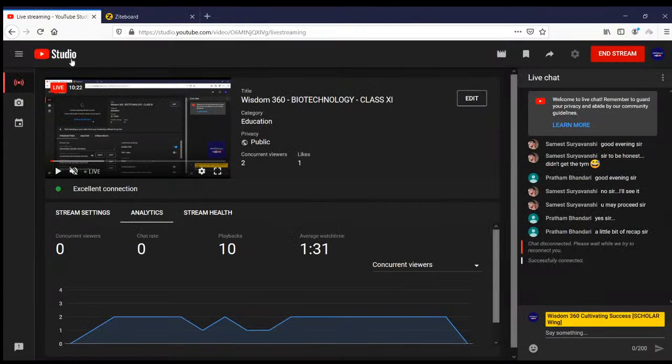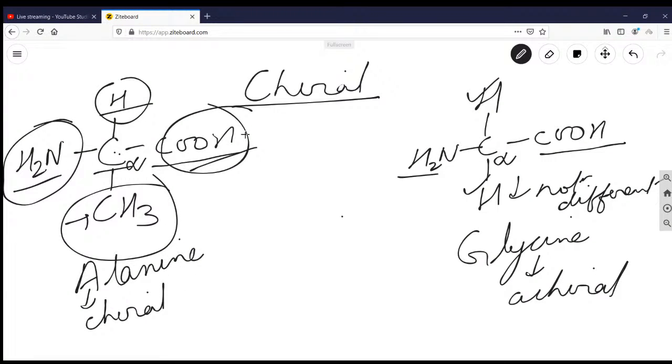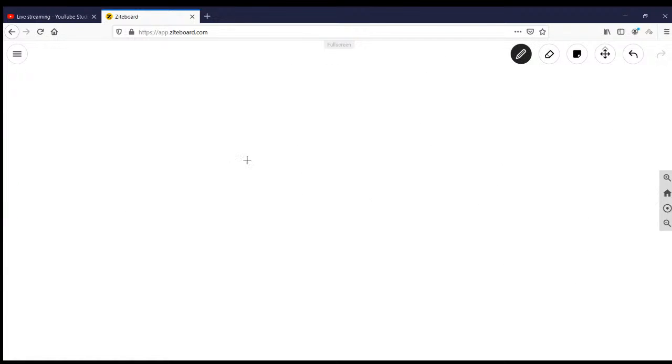Now, what does chiral mean? Coming to chiral and achiral, why did we do all this? Why am I calling it chiral, and why am I calling it achiral? If you pass plane polarized light, let's draw these 2 molecules.